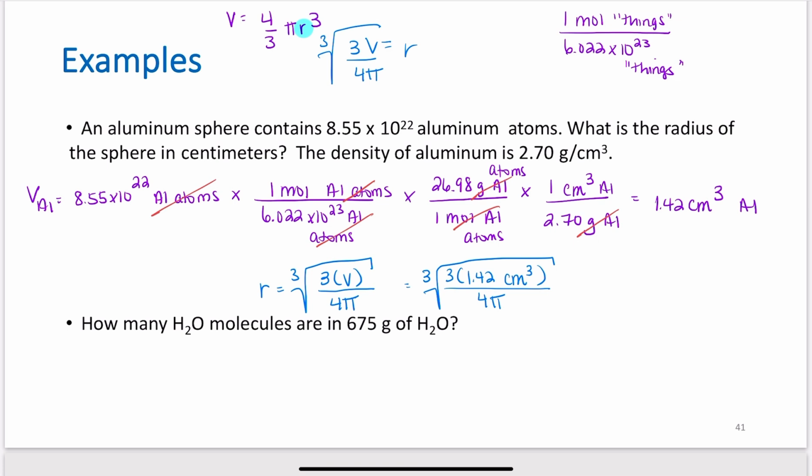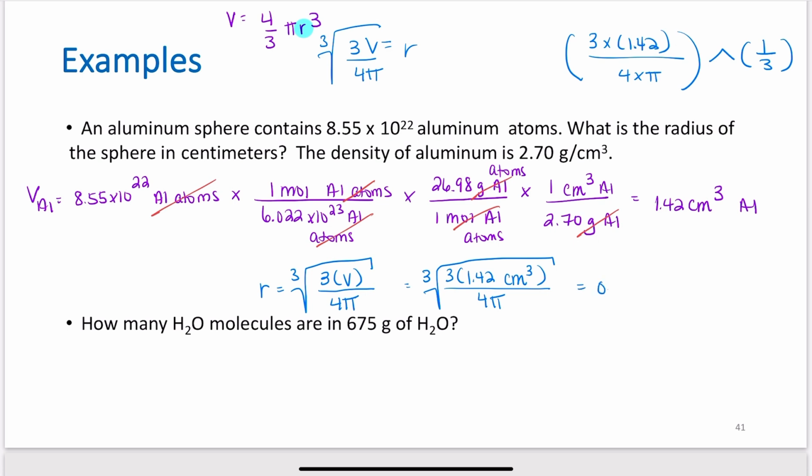Some of your calculators have a cube root. It usually looks like a button like this, okay? If you don't see that or you're unsure how to do a cube root on your calculator, the other way to do it is to take that whole quantity, either calculate it out or put it in parentheses, but what I mean is take this quantity, 3 times 1.42 divided by 4 times pi, take that whole quantity and raise it to the 1/3 power. That will do the same thing as taking the cube root.